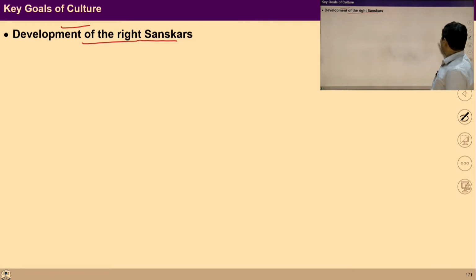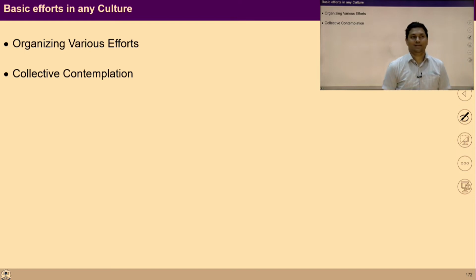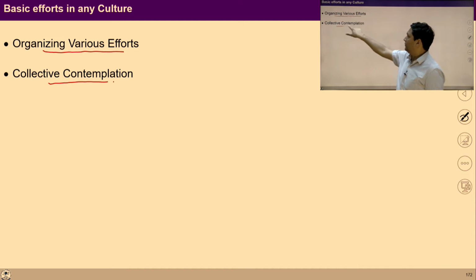If we see the basic effort of any culture, the basic efforts of any culture are in two directions. Number one, organizing various efforts, and number two, collective contemplation. So in culture, various events are organized that impact people's feeling, thought process. For example, musical programs, dance performances, skits, plays and dramas, effective speeches and lectures play a very significant role in influencing the feelings, thought and acceptance of most of the people in the society.